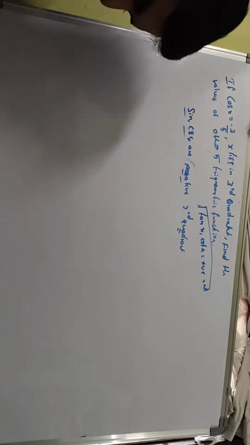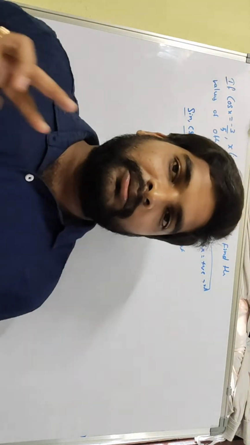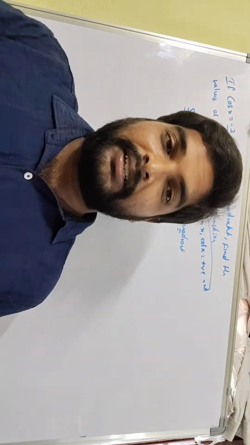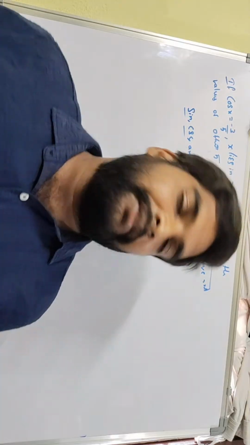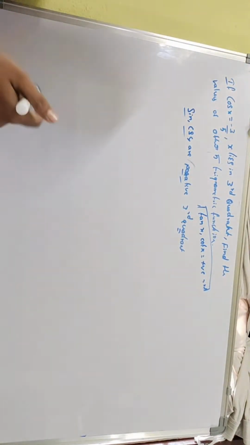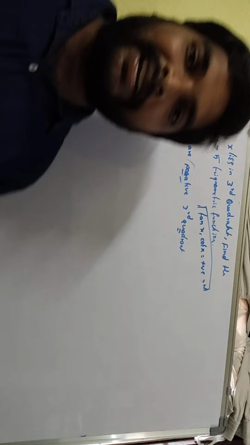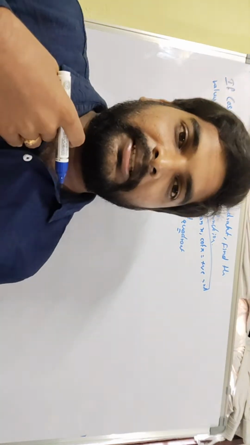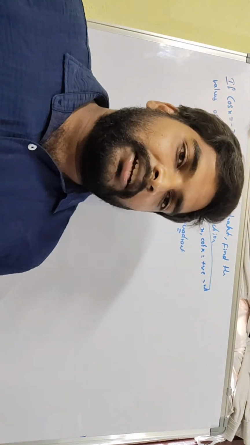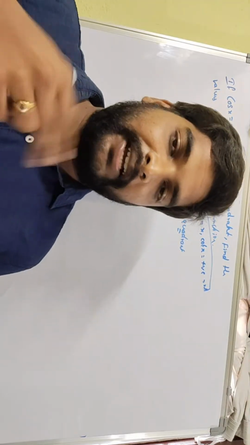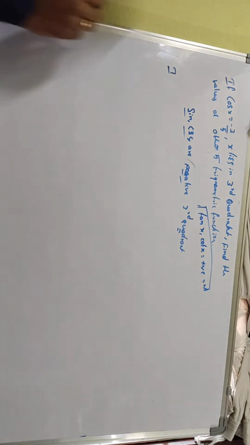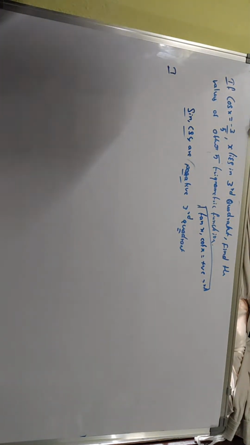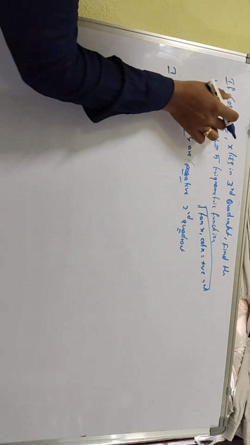There are two ways of finding the other trigonometric functions when one value is given. First of all, we use the trigonometric identities, and also we can go with the Pythagoras theorem. These are the two ways of finding the other five trigonometric functions. In the first method we use trigonometric identities. We already have cos theta.